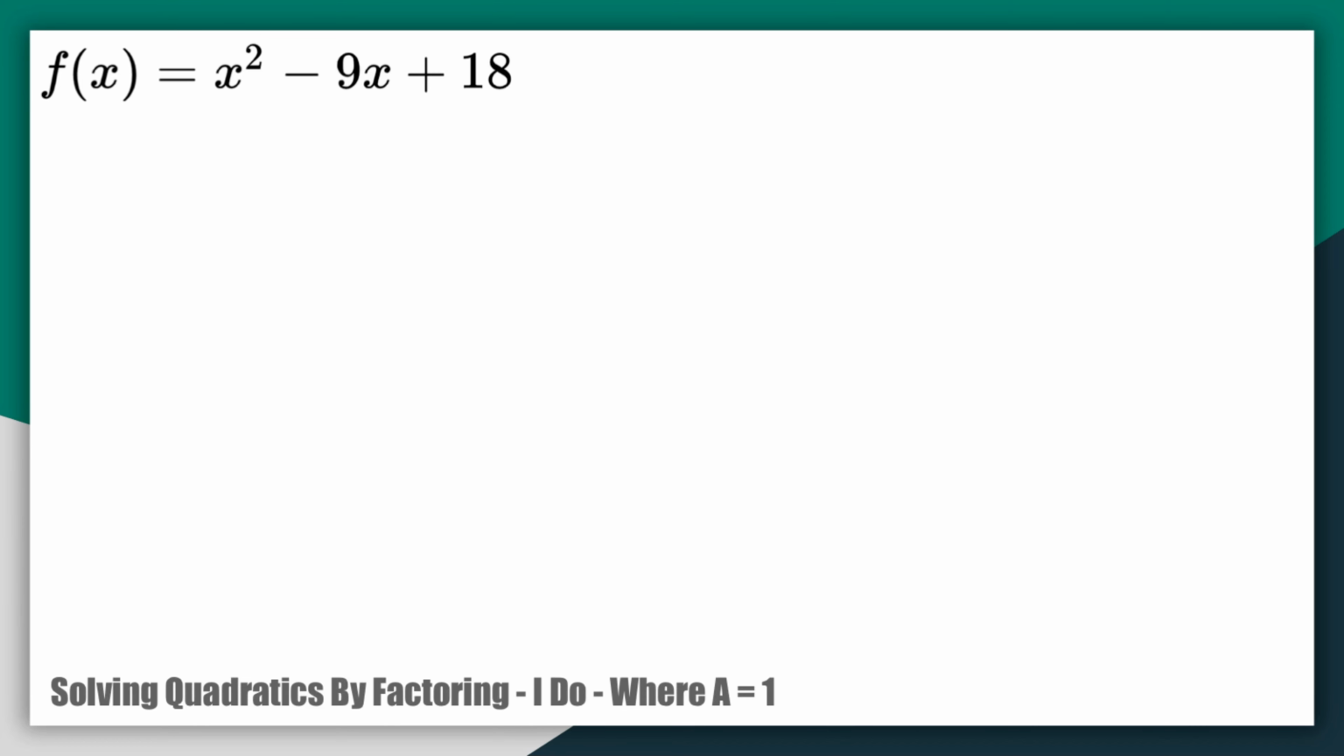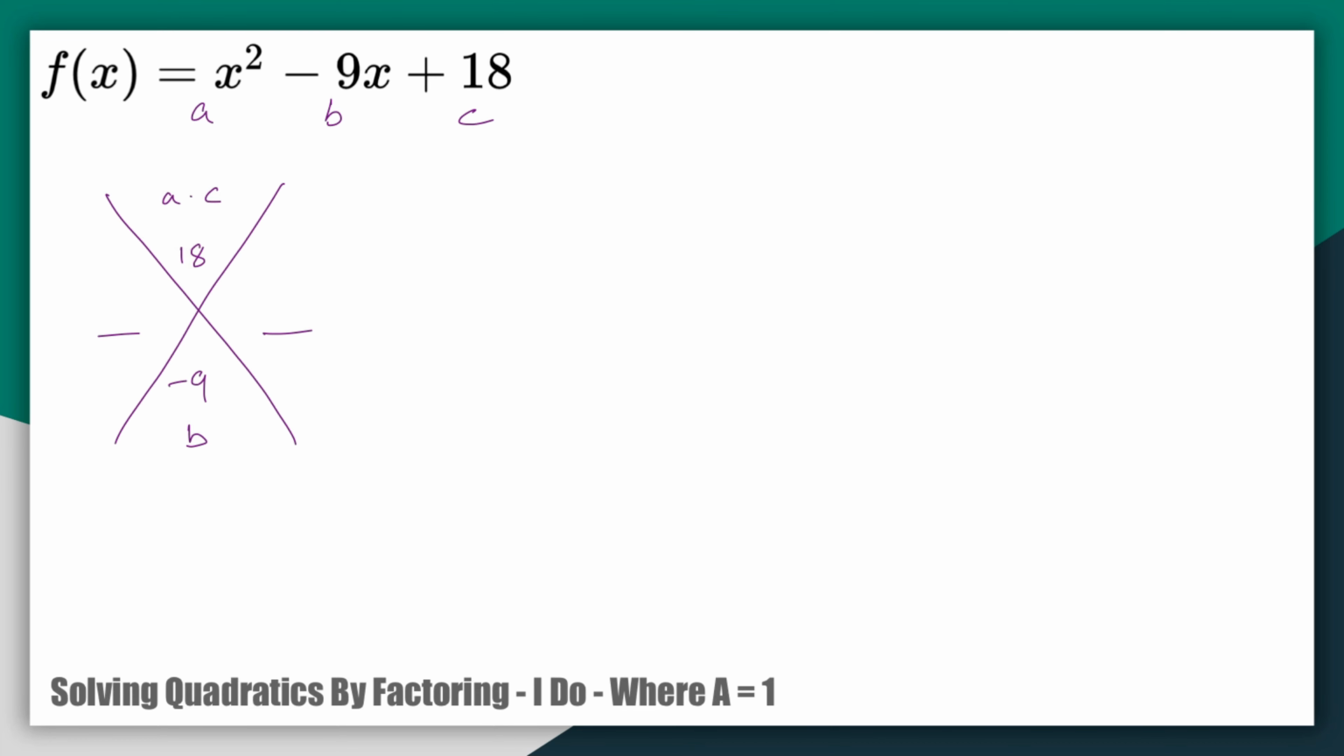All right, I see that we have a c term, so we need to do it. We have an a, we have a b, we have a c. We write it out. A times c goes up top, b goes on the bottom. So 1 times 18, or just 18, and negative 9. So I have to ask myself, what two numbers can I multiply to be 18 and then add those to be negative 9? If I try 18 and 1, it doesn't work.